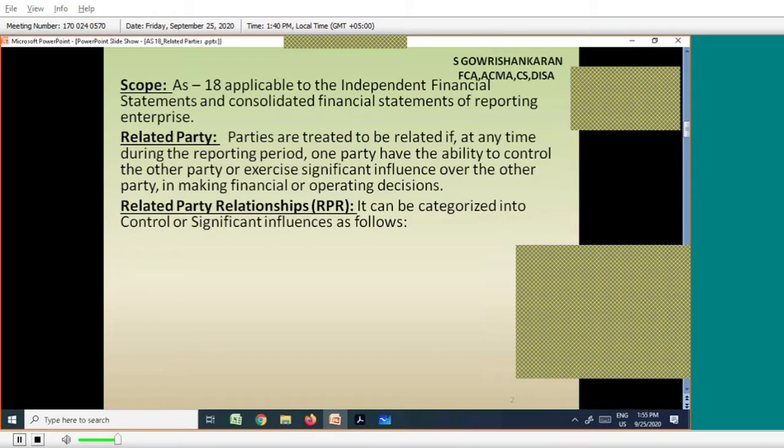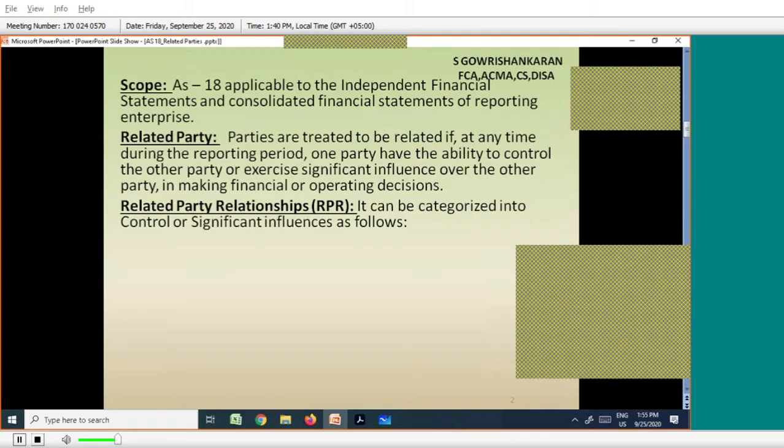An enterprise that directly or indirectly, through one or more intermediaries, controls or is controlled by or is under common control with the reporting enterprise. So what they are saying is, one enterprise is directly or indirectly controlling the other enterprise, or those enterprises are controlled by another enterprise. Whatever the manner, if anybody is controlling anyone, then both are related parties. That's it, directly or indirectly.